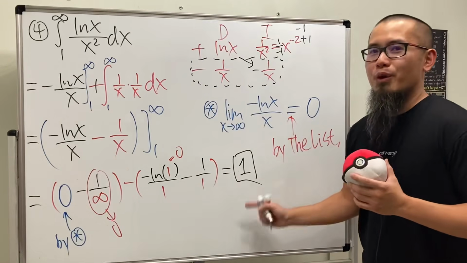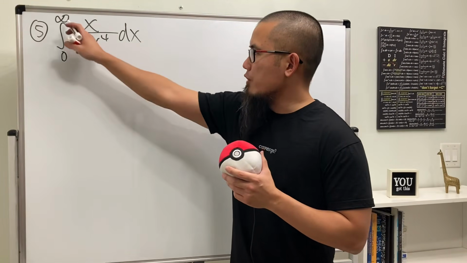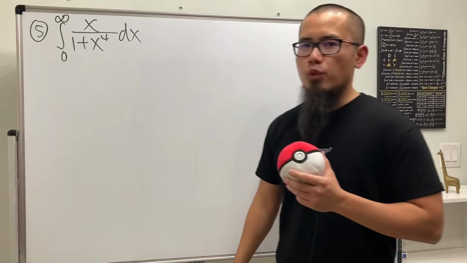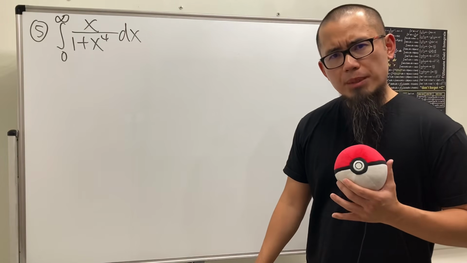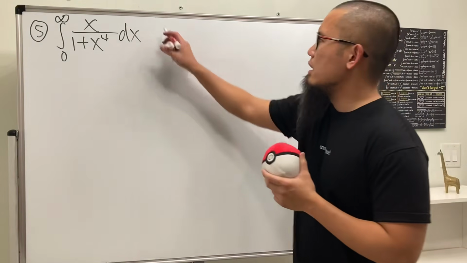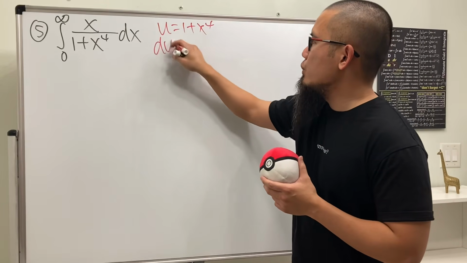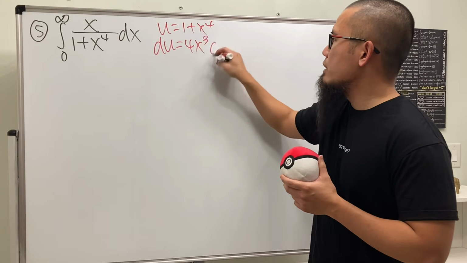All the work for 1. Number 5, we have the integral going from 0 to infinity x over 1 plus x to the fourth power. Do we use u substitution? Yes. Shall we let u equal the bottom? Let's see. If we do that, differentiate both sides, we get du is equal to 4x to the third power dx.